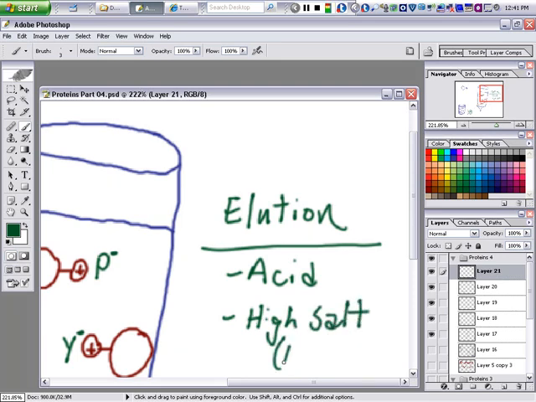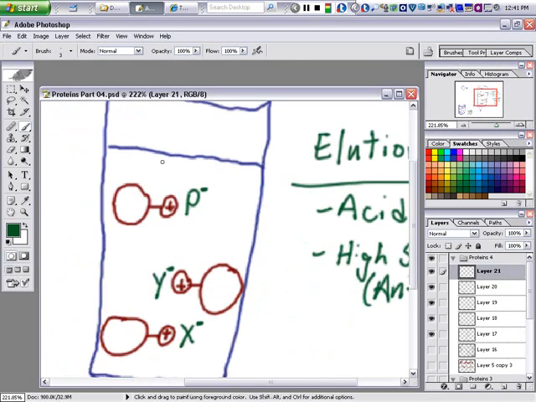And so when you add high salt, the anion that you add is going to displace the negatively charged proteins. And so if this protein is negatively charged, it's an anion. And so when you add high salt, you'll just replace one anion for another anion. Does the concept make sense? Shelby, make sense?